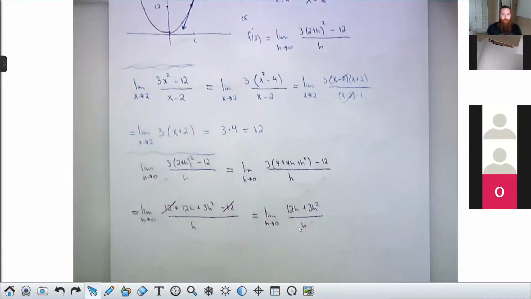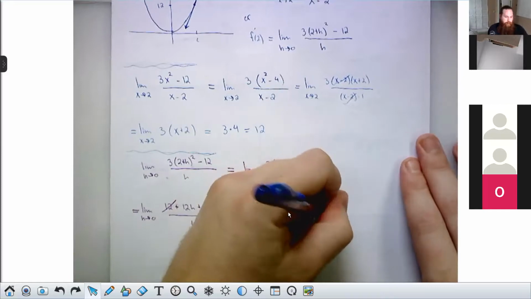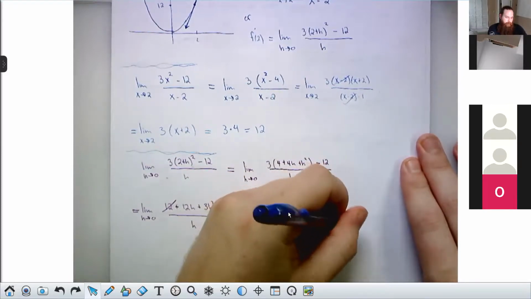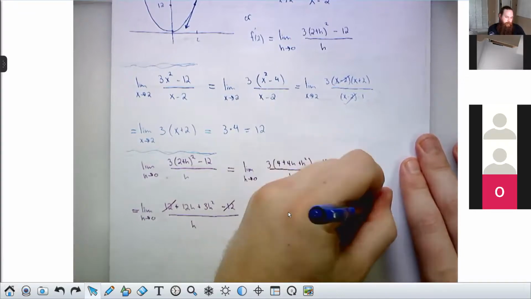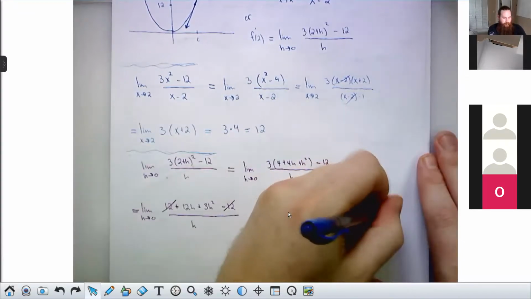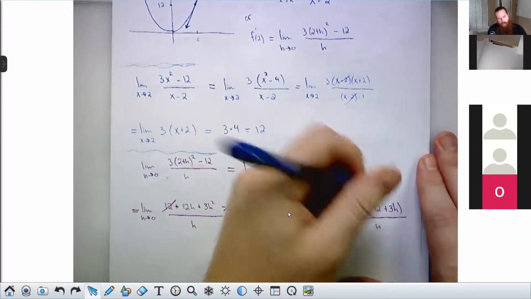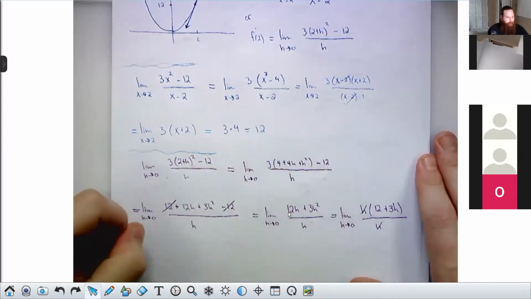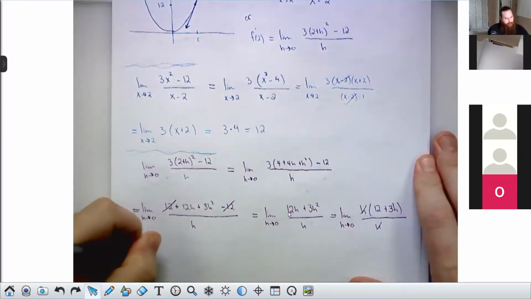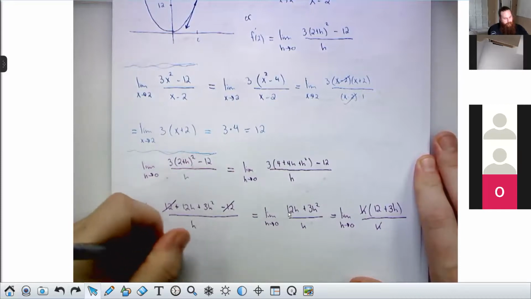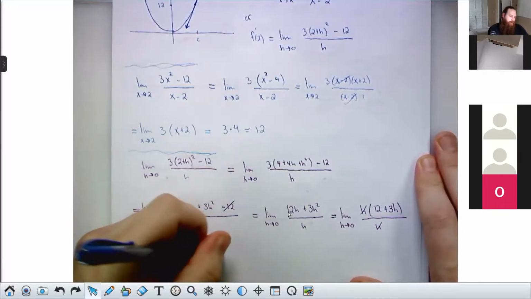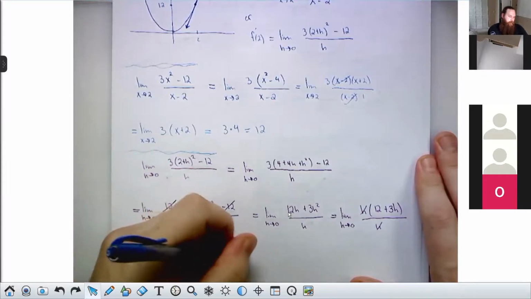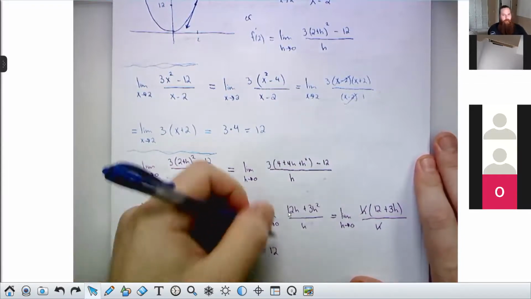From here, I still can't plug in h equals 0 because I still have this h downstairs, but now I can factor an h from the top. And now that h that I factored from the top, I can cancel with the h in the bottom. And we get the limit as h goes to 0 of 12 plus 3h. That's 12 plus 3 times 0, which is 12, just like we got the other way.